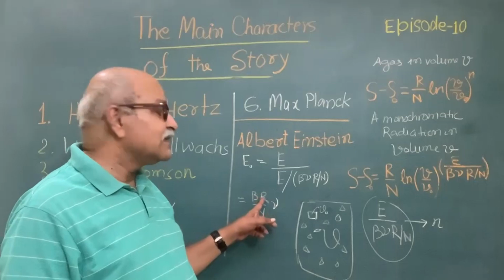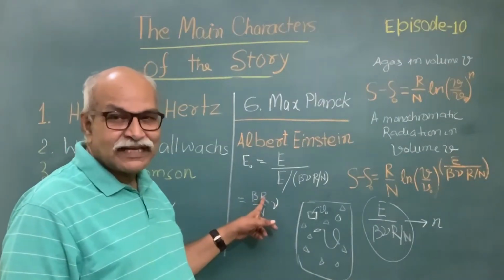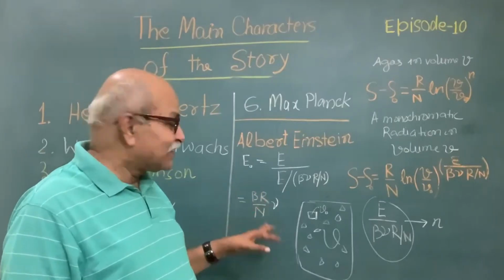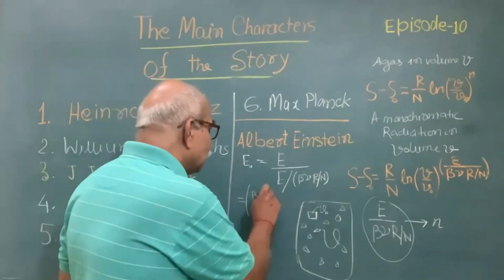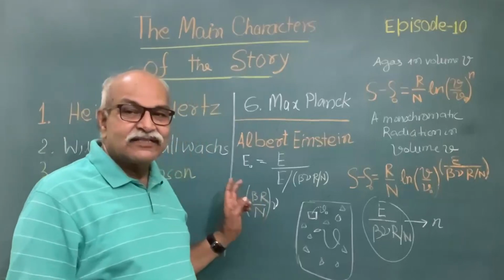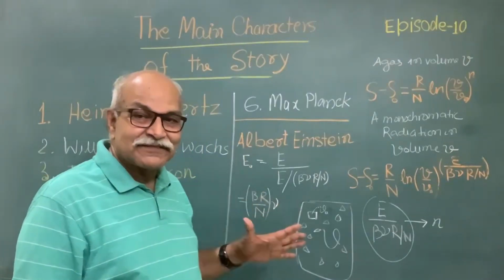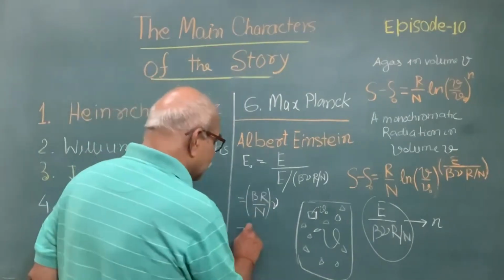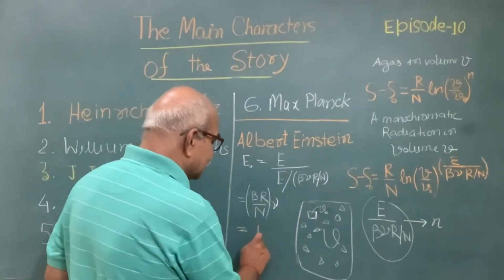Okay, then R is the gas constant, the normal gas constant. N is the Avogadro number, so R by N is the Boltzmann constant. Everything is known. So this is known, and this is universal. It does not depend on anything else, and therefore, if you call this h, this is equal to h times nu.